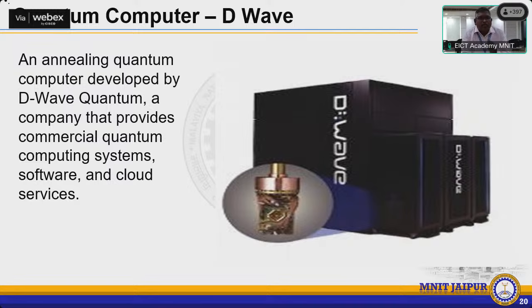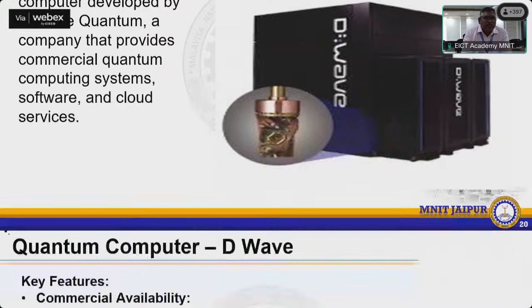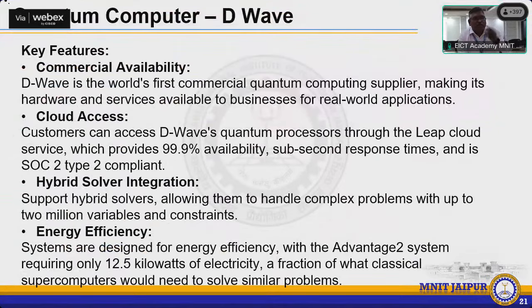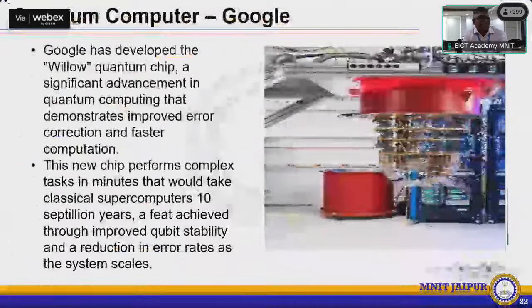D-Wave is another quantum computer. The internal architecture is what we are able to see, the whole thing with all the wires and all. So D-Wave is another quantum computer, and it's commercially available. It's the world's first commercial quantum computing supplier. People were selling that, and of course you can have quantum cloud access also. It also uses hybrid solver integration, where you can run a variety of things, and there's energy efficiency. It doesn't take much electricity.